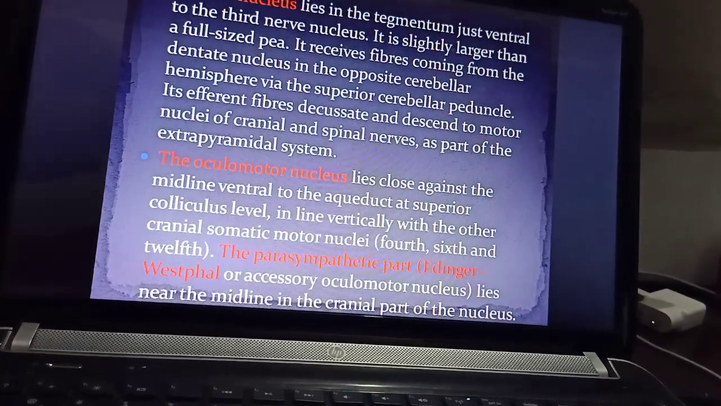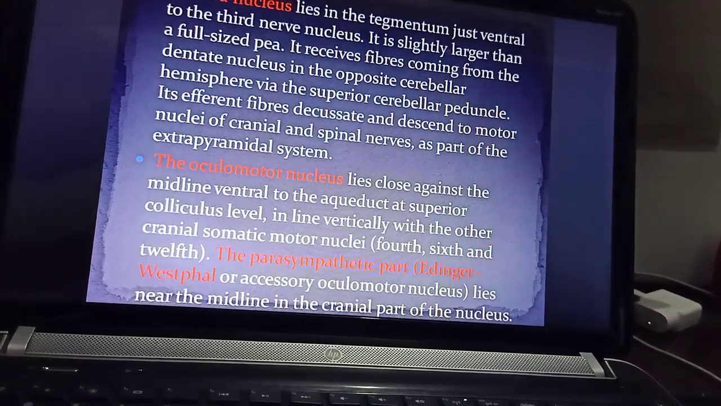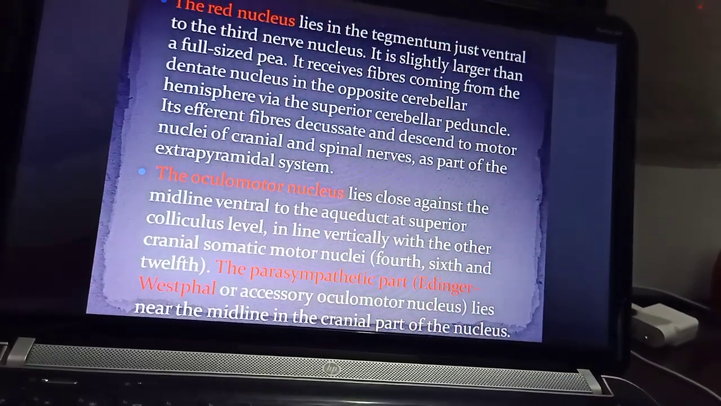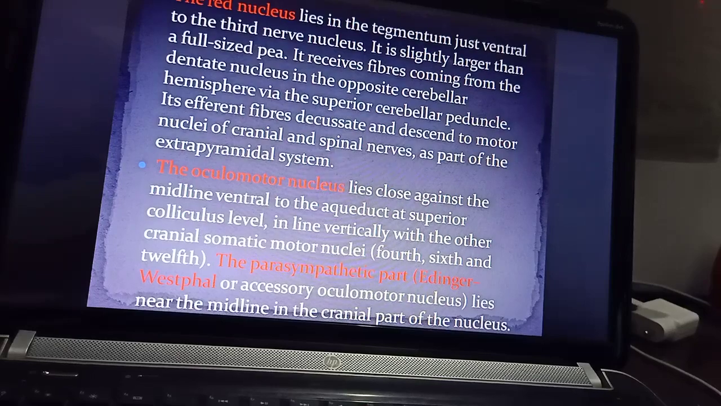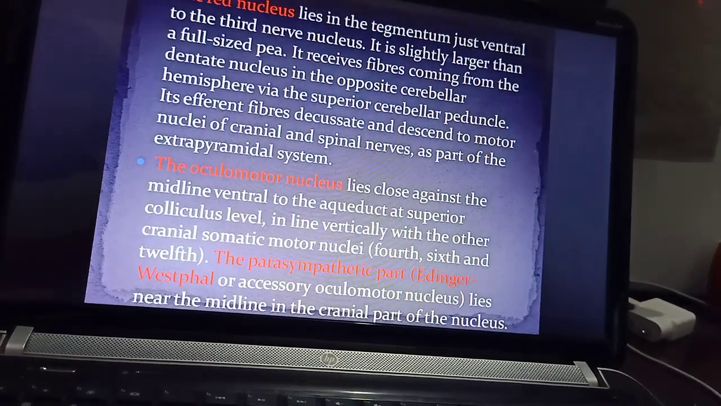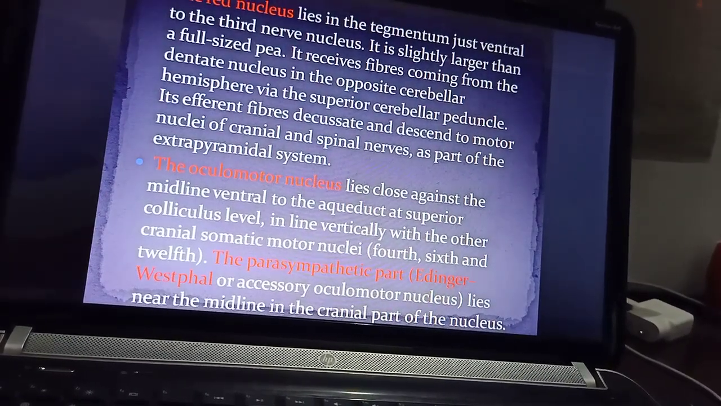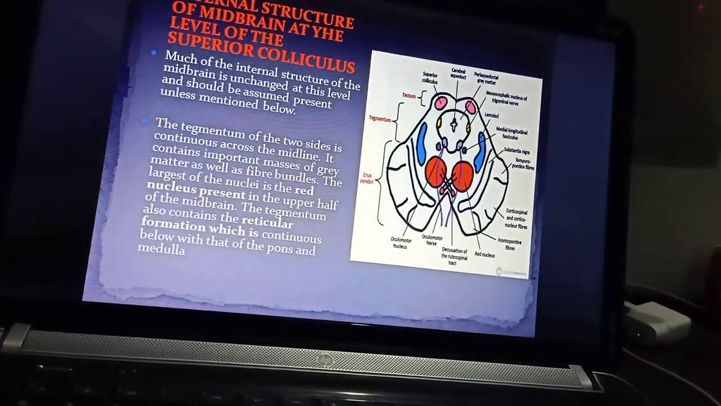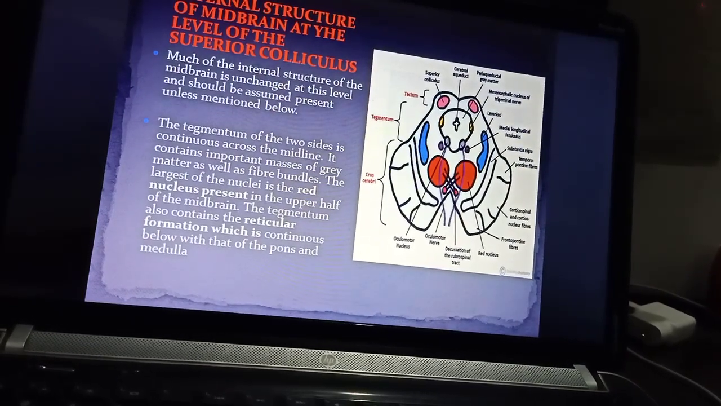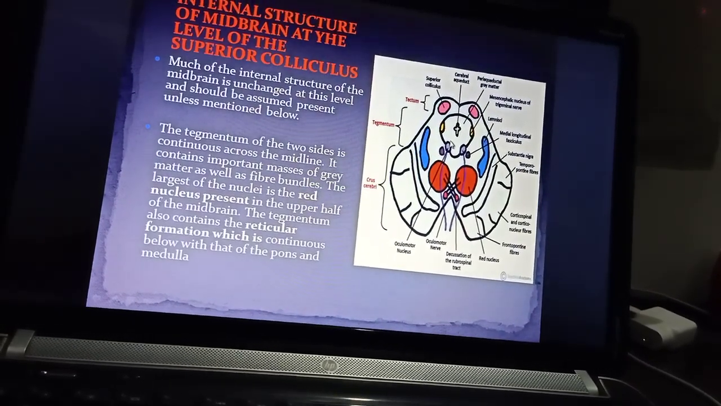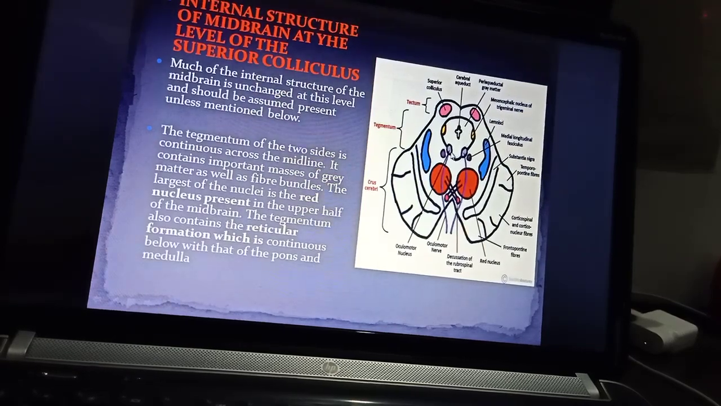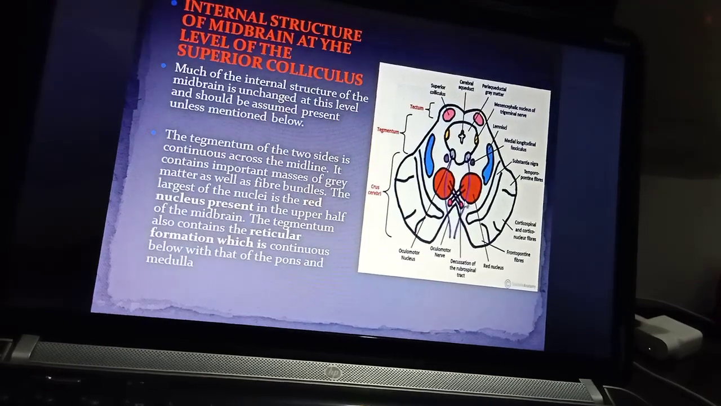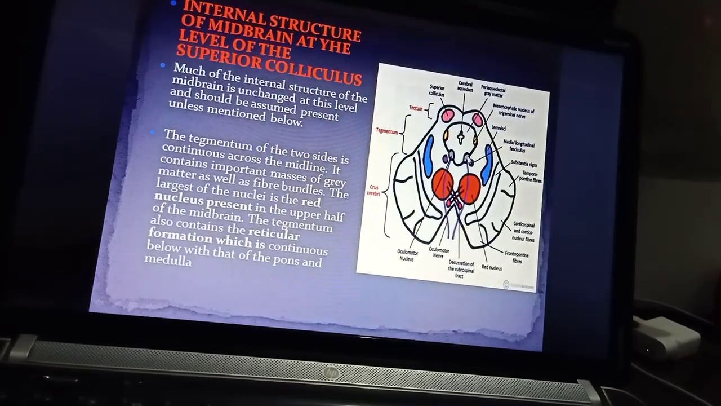The oculomotor nucleus lies close against the midline ventral to the aqueduct at the superior colliculus level, in line vertically with those of the cranial somatic motor nuclei of the 4th, 6th and 12th. See in this diagram, here is the third cranial nerve nucleus. This is the third cranial nerve, which emerges ventrally.